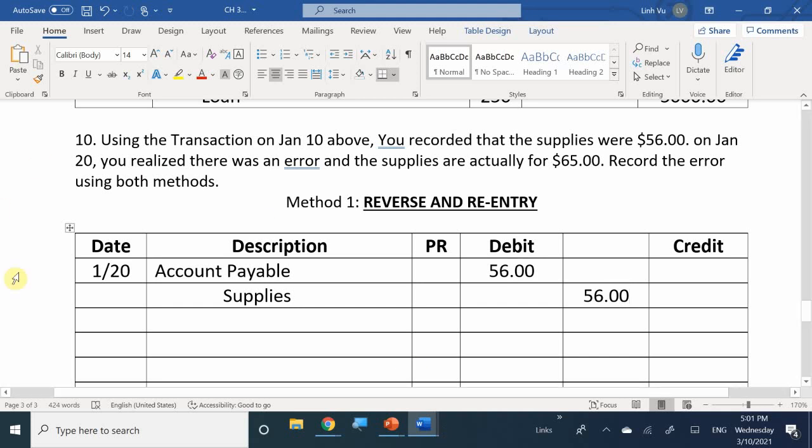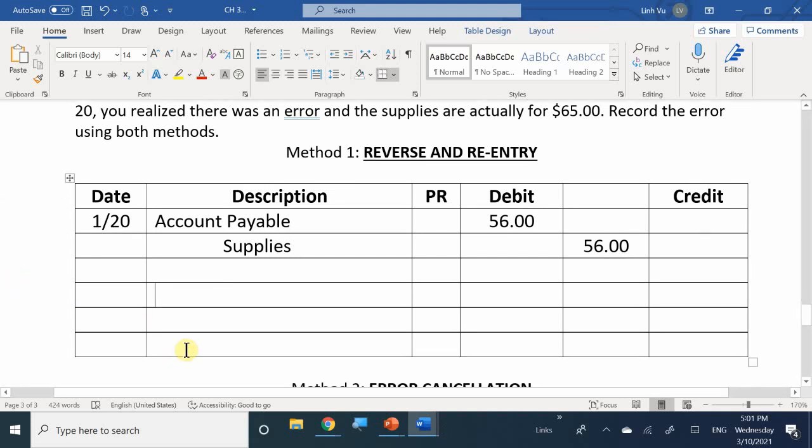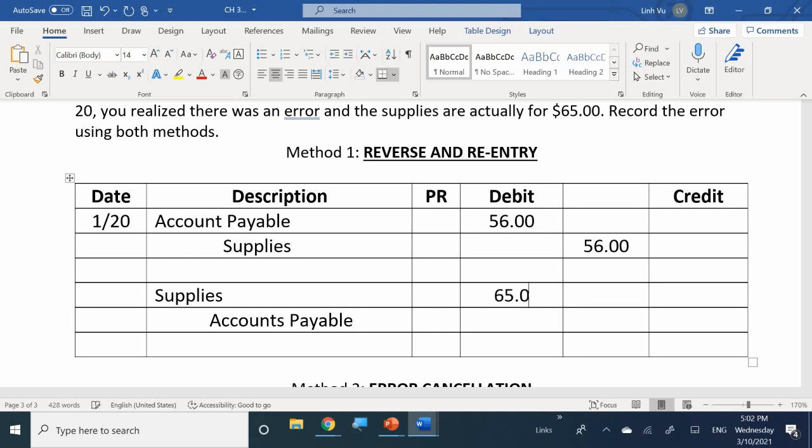So now I'm going to buy it back. If I'm going to buy back my entry, what should it be? Probably supplies. I'm going to buy back my supplies, and once again I'm going to owe it on accounts payable because I'm not paying it yet. I'm paying it later. And this time, I'm going to journalize it for the correct amount, which is what? $65. Okay? So that's how you do the reverse and re-entry.